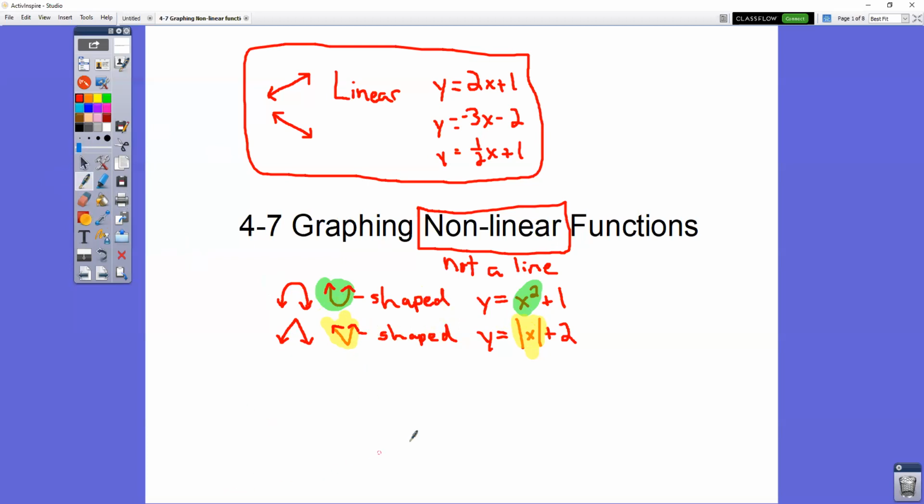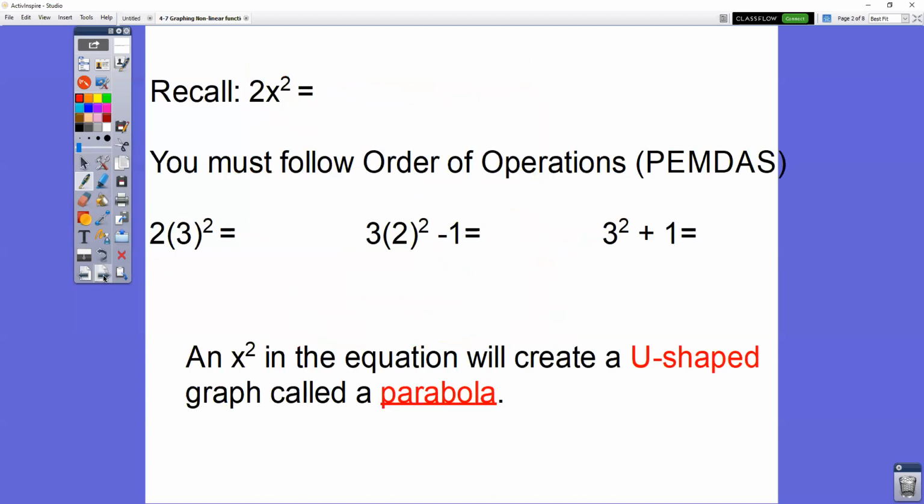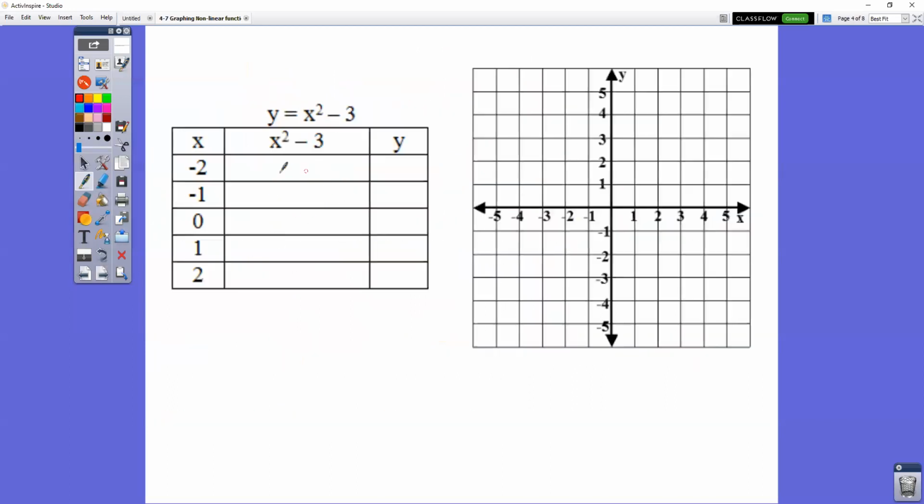All right. So again, on the quiz, I am going to be giving you an equation. You have to tell me whether it's linear or non-linear. It is non-linear when it has the x squared or the absolute value. If you don't see an x squared, if you don't see an absolute value, it has to be linear. So now we're actually going to graph these non-linear, but you have to remember a couple things because we are going to use the table method, the chart method to graph these.